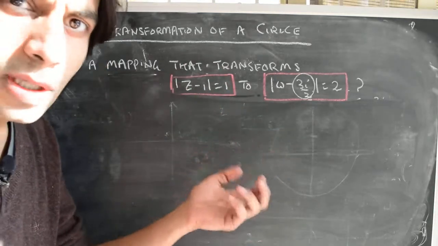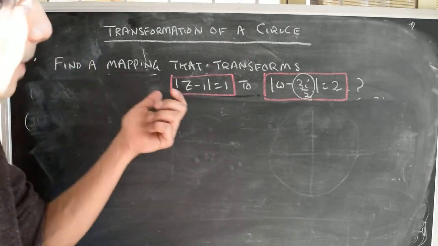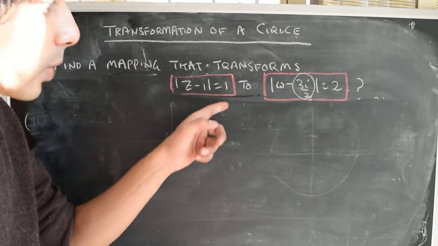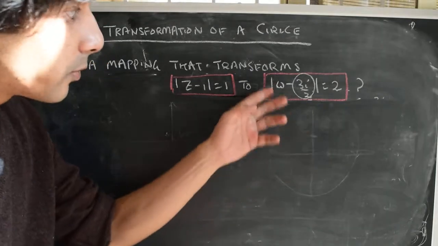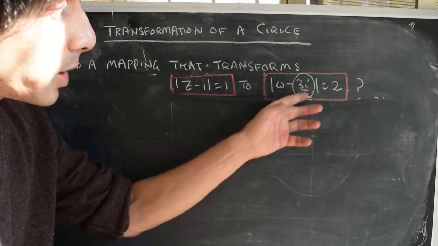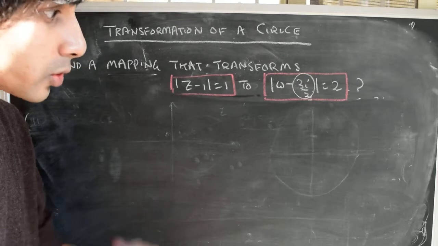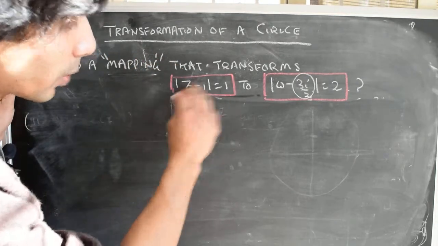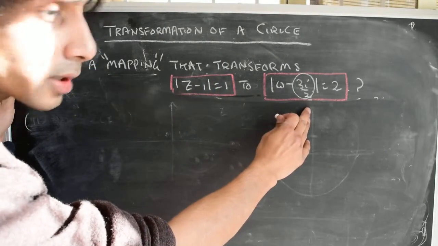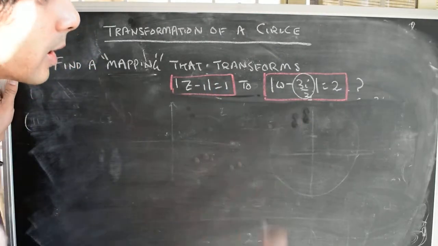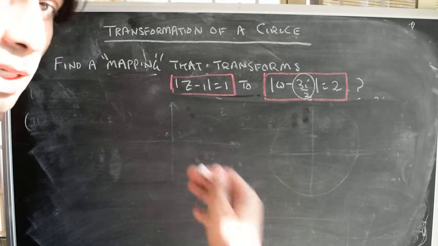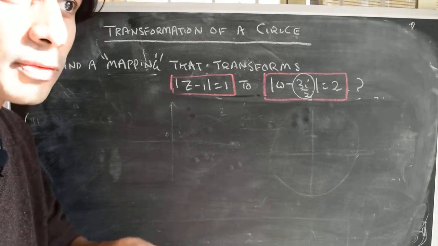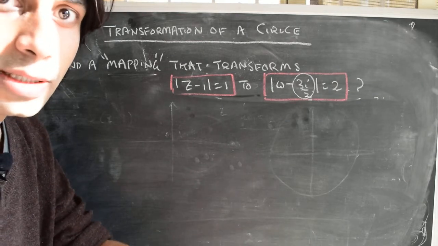So let me just read the question. Find a mapping that transforms a circle in the z-plane of the form mod of z minus 1 equals 1 to another circle in the w-plane of the form mod of w minus 3i by 2 equals 2. So this is an inverse question. We need to find the particular mapping that will take one kind of circle to another kind of circle, from the z-plane to the w-plane. And we'll see that in this process, the kind of mapping that we're working with is actually a composition of translations and rotations and scalings that we have looked at before.